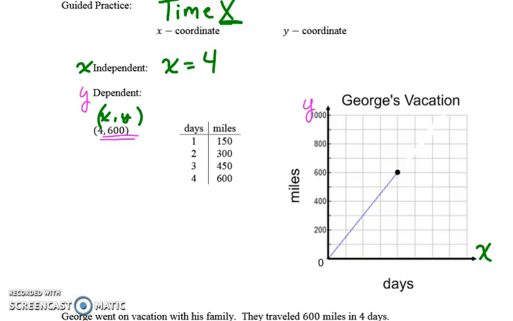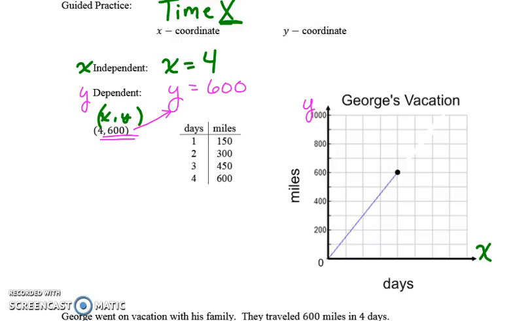So our x in this case, which is our independent, is 4. So can you help me with my y? My dependent is going to equal what? Yeah, 600. That's what it says right there, doesn't it? I got it right from there.